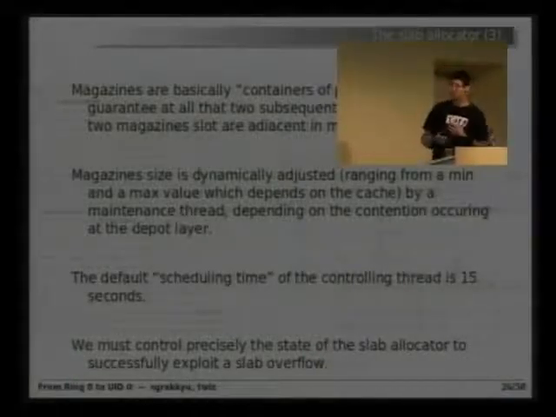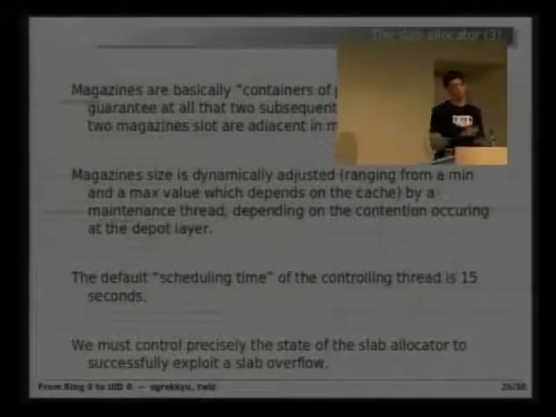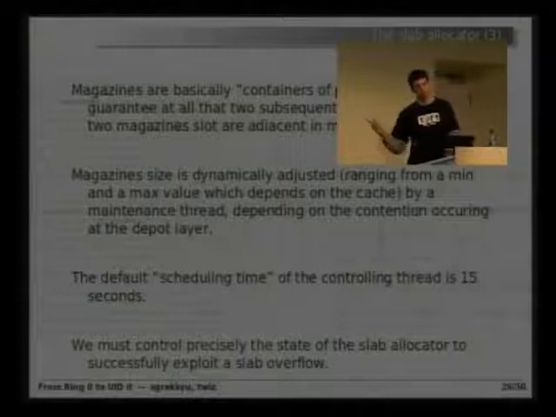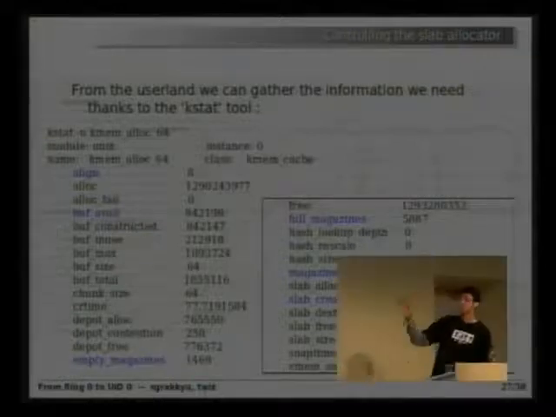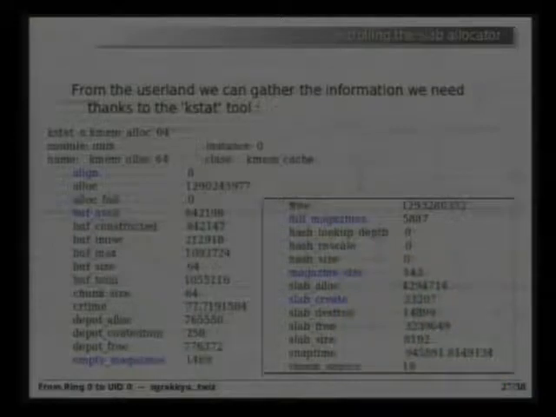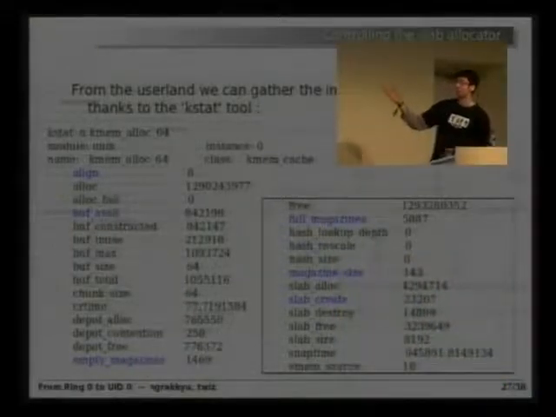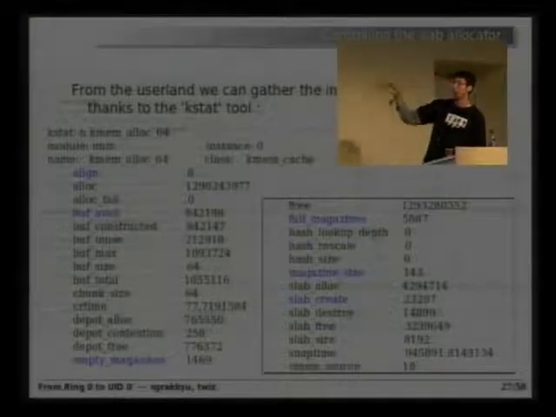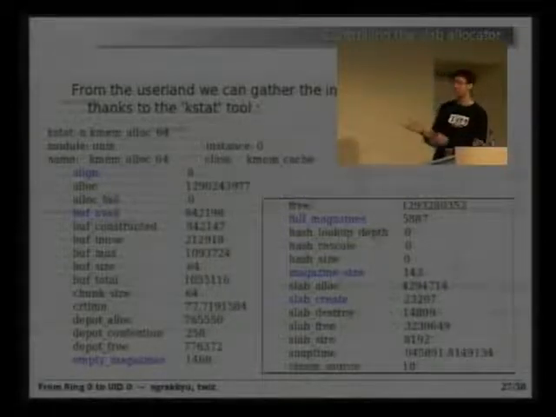What we need to do is control precisely the state of the slab allocator, so we can manage to exploit this kind of vulnerability. We use the user land. We get all the information from the user land. We use the kstat tool, kstat. The kstat provides statistics for basically every subsystem inside the kernel, and also for slabs. This is an example of the output of the kstat command applied to the general purpose cache kmem_alloc_64.